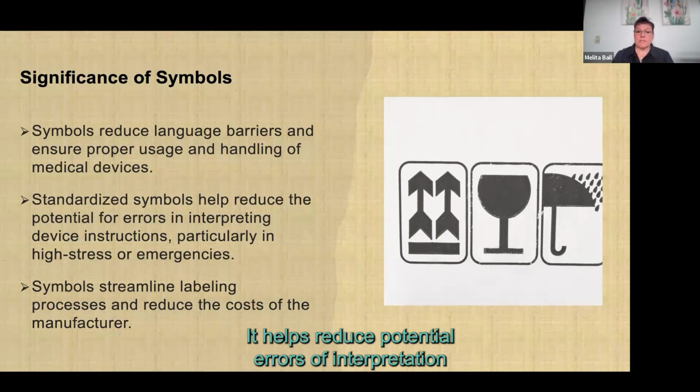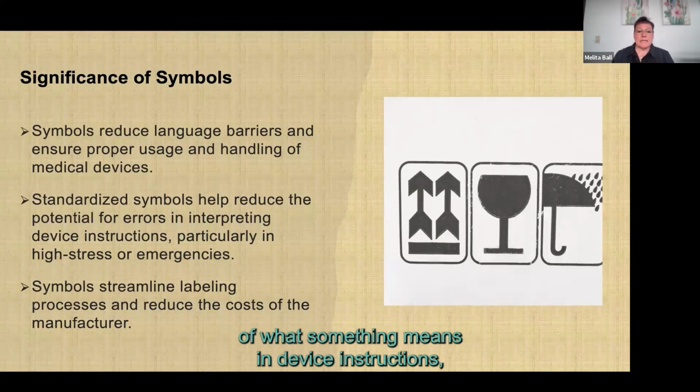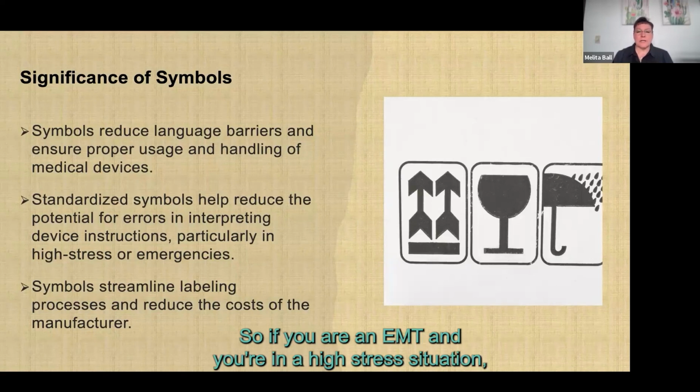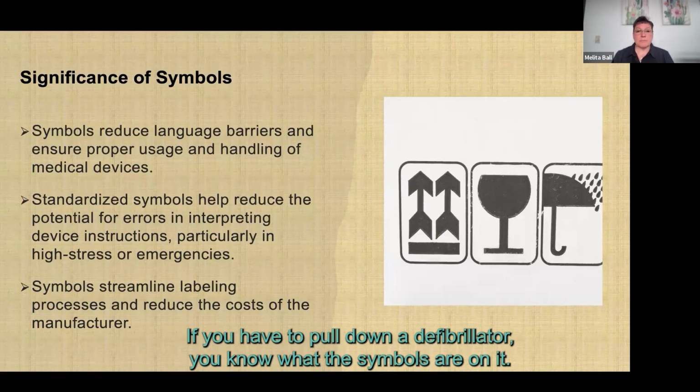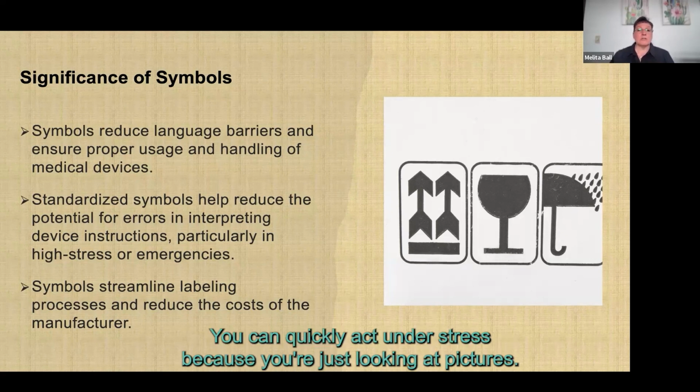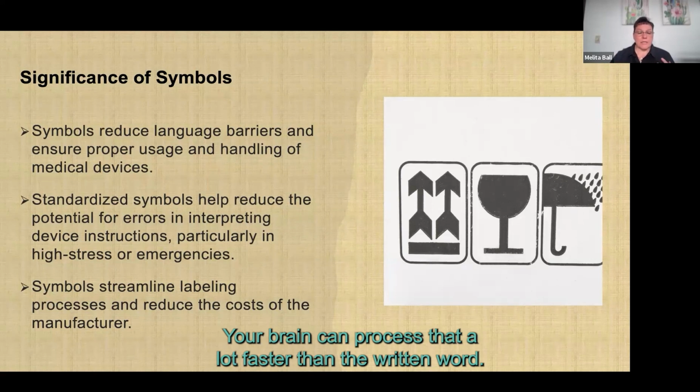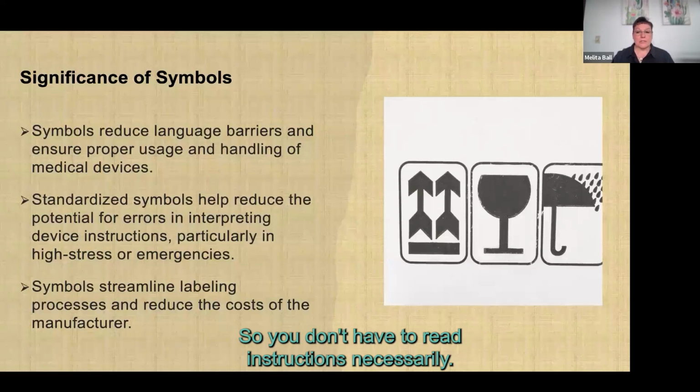It helps reduce potential errors of interpretation of what something means and device instructions, particularly in high stress situations. So if you are an EMT and you're in a high stress situation, you've been trained on these symbols, you know what these symbols are. If you have to pull down a defibrillator, you know what the symbols are on it, you know what you need to do. You can quickly act under stress because you're just looking at pictures. Your brain can process that a lot faster than the written word. So you don't have to read instructions necessarily.